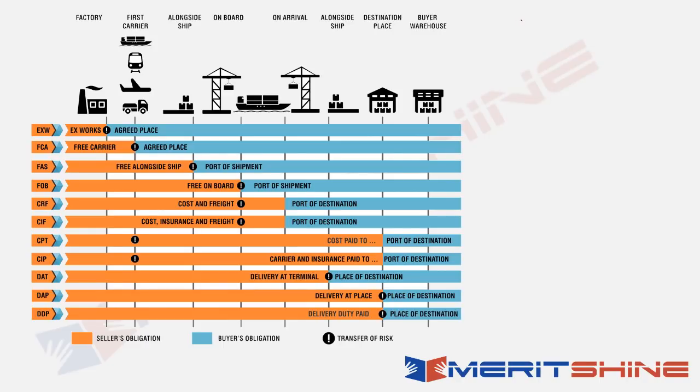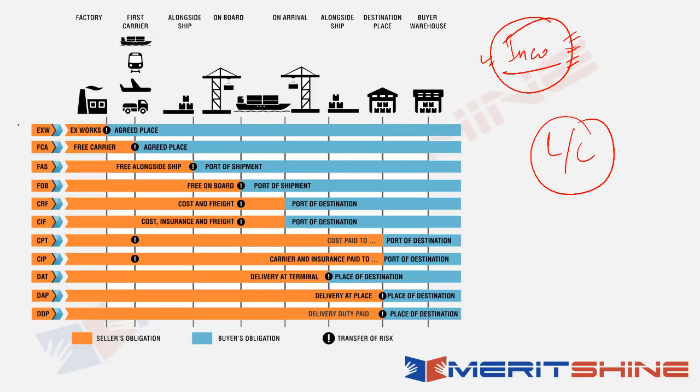The moment you get into international trade, understanding international trade, you have to understand these international commerce terms, which are very important and universally accepted. So when you make that LC, these terms will be used, whether it is Ex Works, Free Carrier, Free Alongside, FOB, Cost and Freight, Cost Insurance Freight, Carriage Paid To, CIP (Carriage and Insurance Paid To), Delivery at Terminal, Delivery at Place, and Delivery Duty Paid. So these are the Incoterms, and how things happen here.